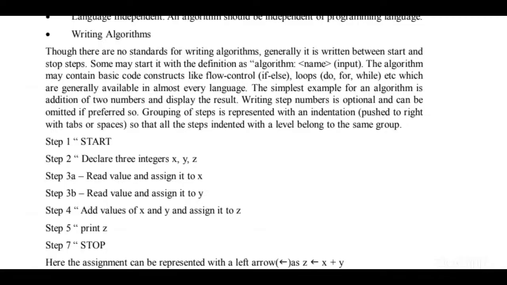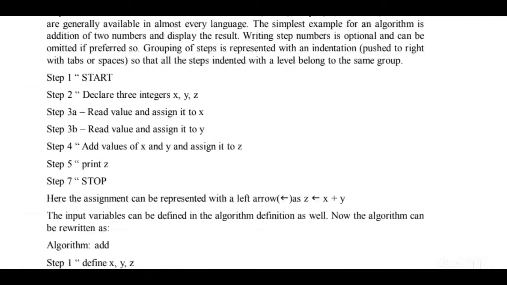The simplest example for an algorithm is the addition of two numbers, displaying the result. Writing the step numbers is optional and can be omitted if preferred. Grouping of steps is represented by indentation, pushing it to the right with tabs or spaces, so the steps at the same indentation level belong to the same group.